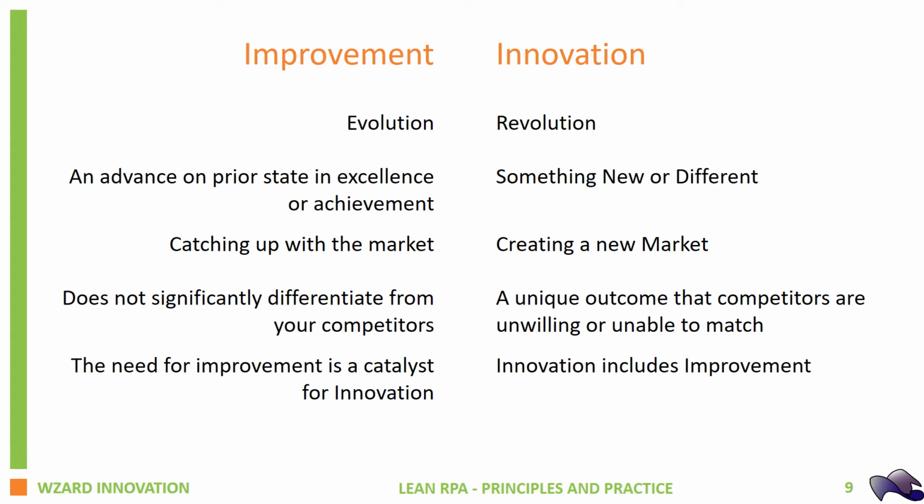And here's the rub. For me, this is a great definition of something that is innovative. It's a unique outcome that competitors are unwilling or unable to match. Think of Amazon for a moment. It puts in processes that are simply so unique to the organization that competitors are unable to match them. This is a great example of some of the innovation that went behind driving Amazon's name forward.